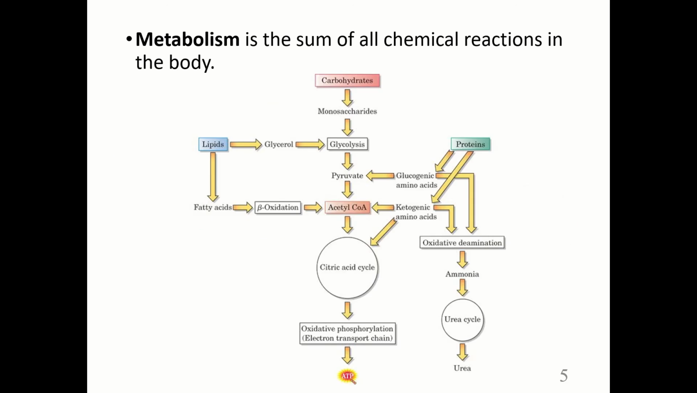Metabolism is the sum of all chemical reactions in the body. This is an example of cellular respiration, a metabolic pathway that occurs in the mitochondria. Carbohydrates may enter the pathway. Lipids may enter the pathway, and so can proteins.